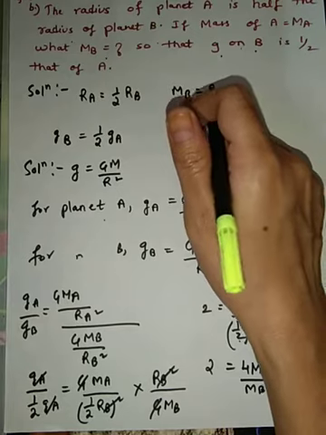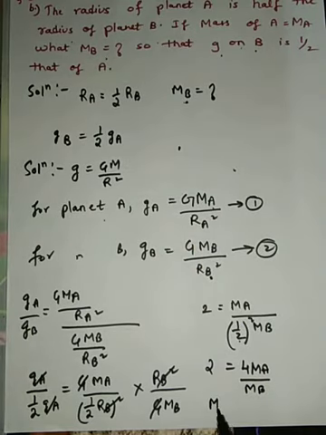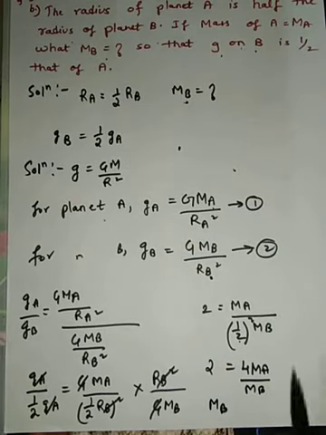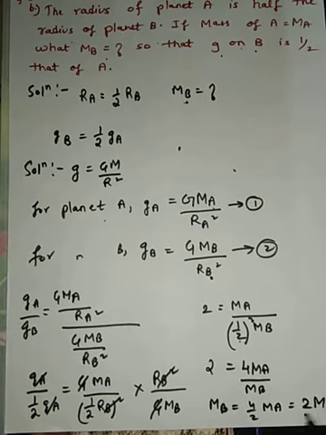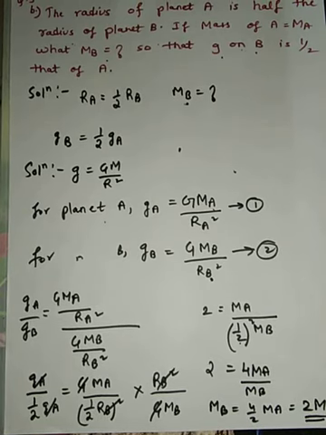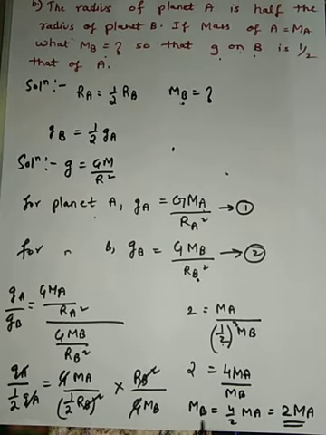Now we want to find out MB, right? So MB I will take here, and 4 by 2 of MA is 2 of MA. So that's the final answer. Okay, the final answer is MB is equal to 2MA.